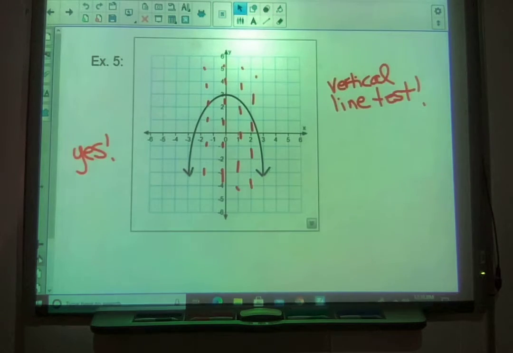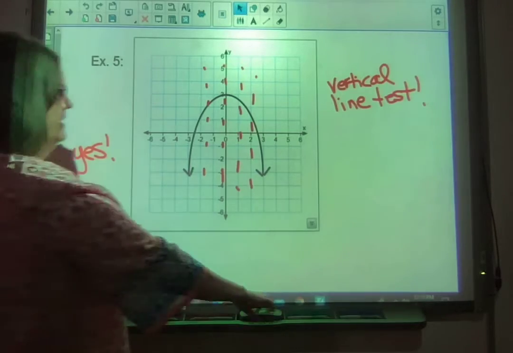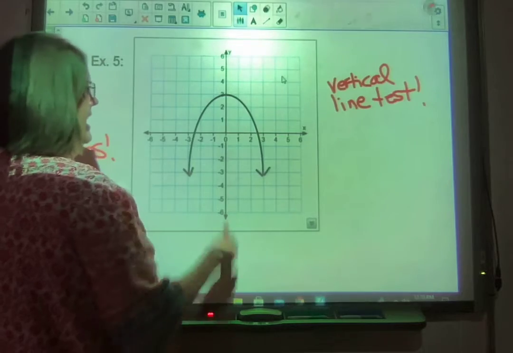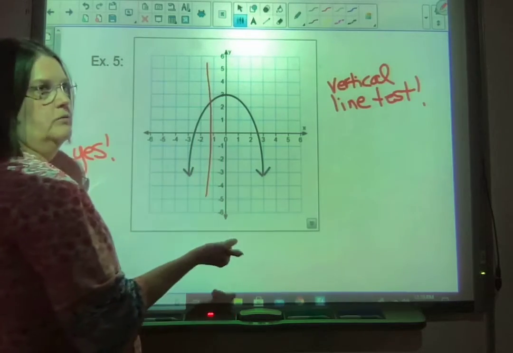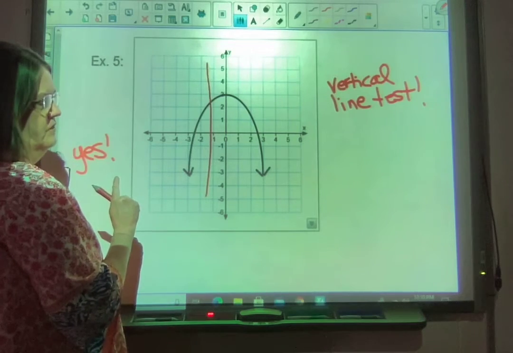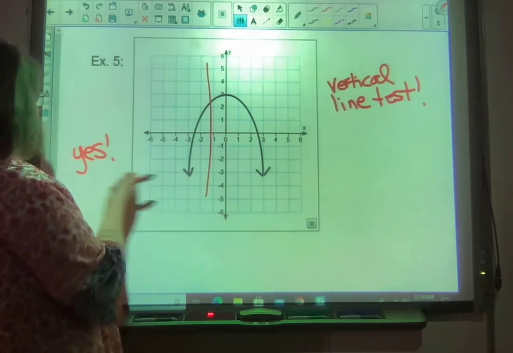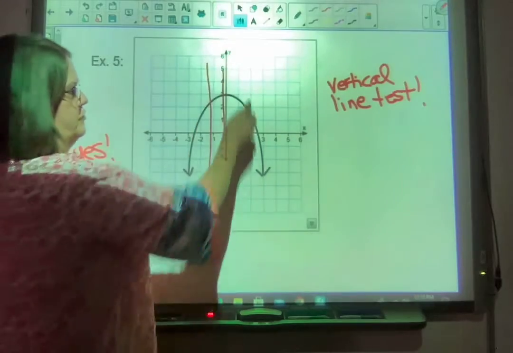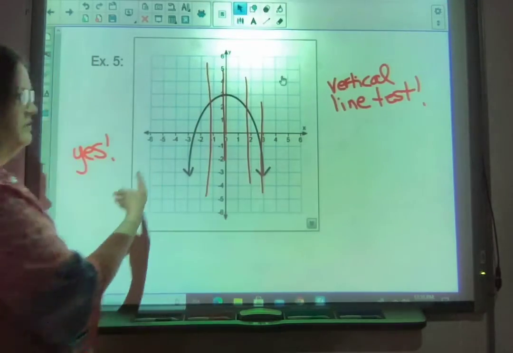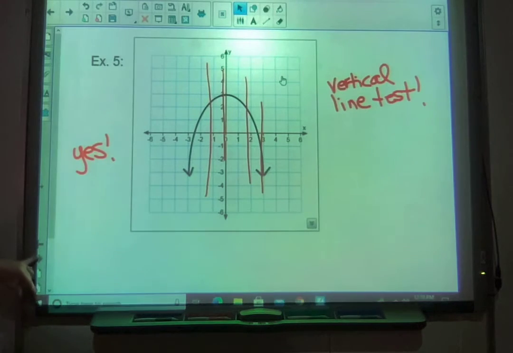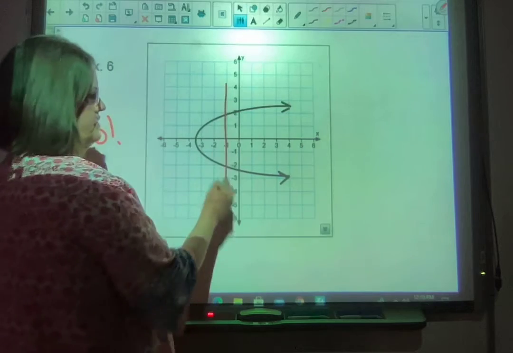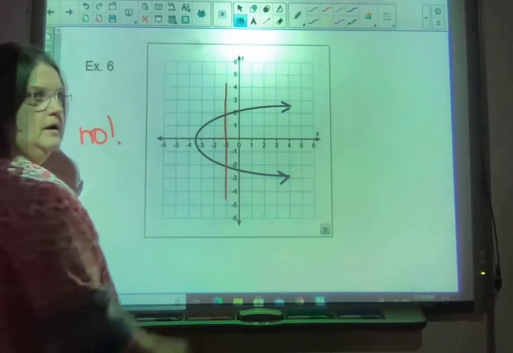All right, vertical line test. This is the original function that you see. If you can draw a vertical line through the graph and it only touches the graph in one place, then the graph is a function. And yes, no matter where I drew my line on this, I'm only going to touch the graph in one spot. So therefore, it is a function. If I draw a vertical line here, I'm touching it in two places. It's not a function.